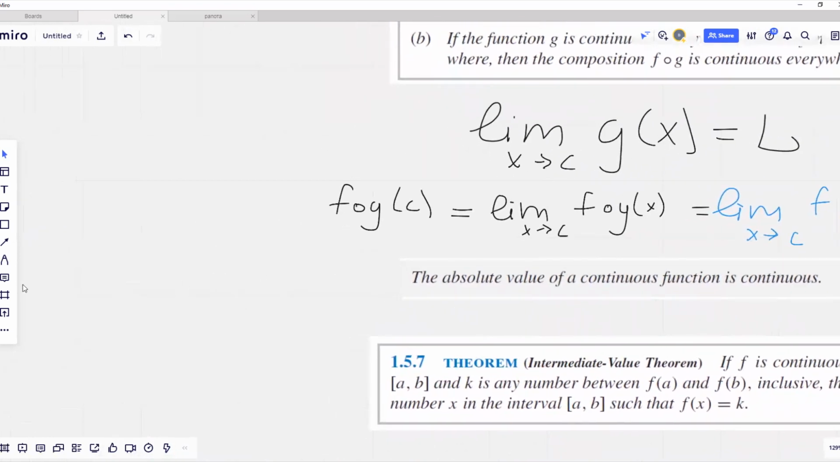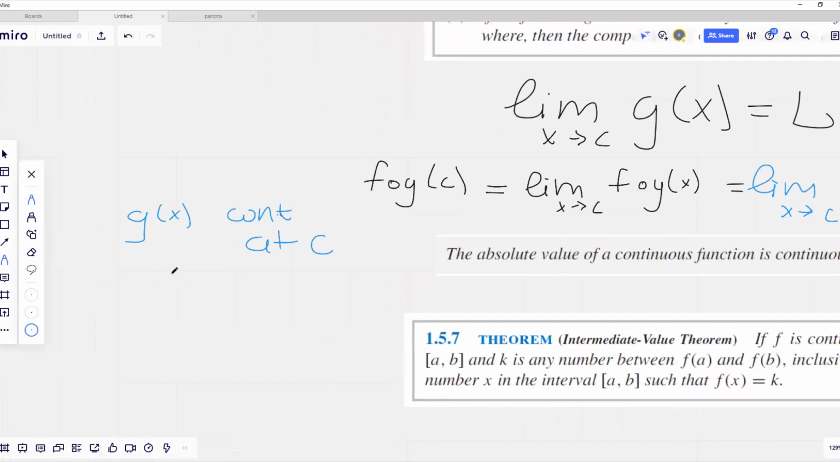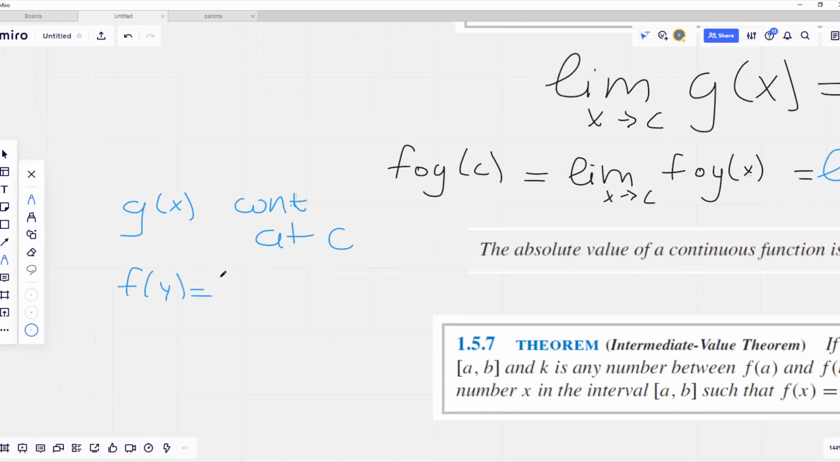So first of all, let's assume that we have a function g of x that is a continuous function. Let's check it at some point. Let's say it is continuous at point C. Secondly, we know that the absolute value function is also continuous. We know that it is continuous everywhere, meaning that it will be continuous at g of c.